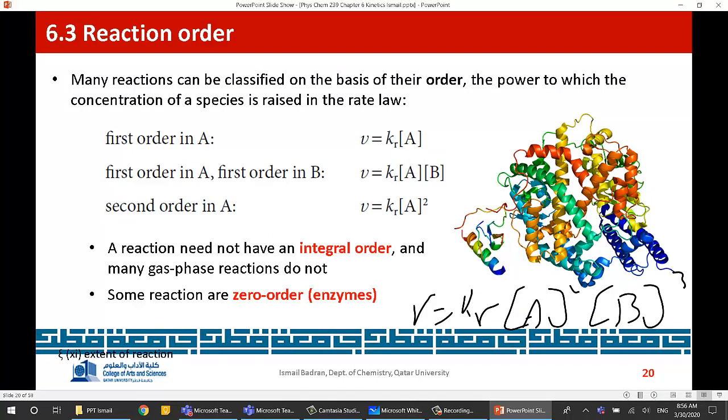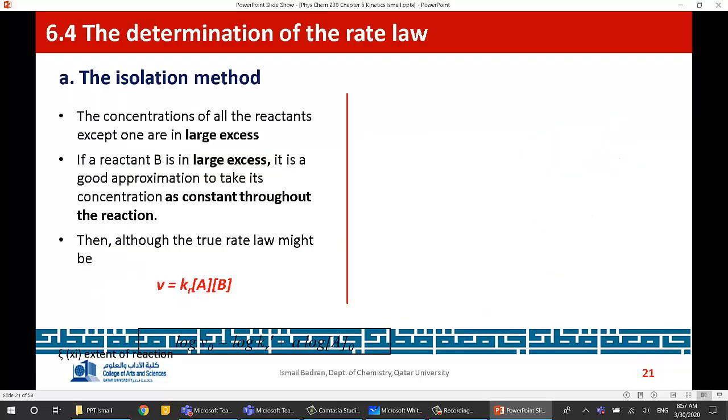I just want to mention that the order actually does not have to be an integral order. It doesn't have to be 1, 2, 3, 4. You might have a fractional order like 0.5 or 0.3, and many gas reactions do actually. They do have non-integral orders. And some reactions have zero order. That means V is equal to Kr times A power 0, which means V is equal to Kr only. And this is the case in many enzymes.